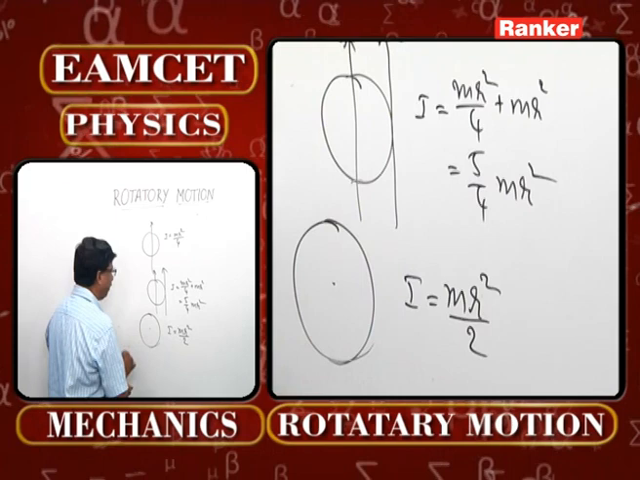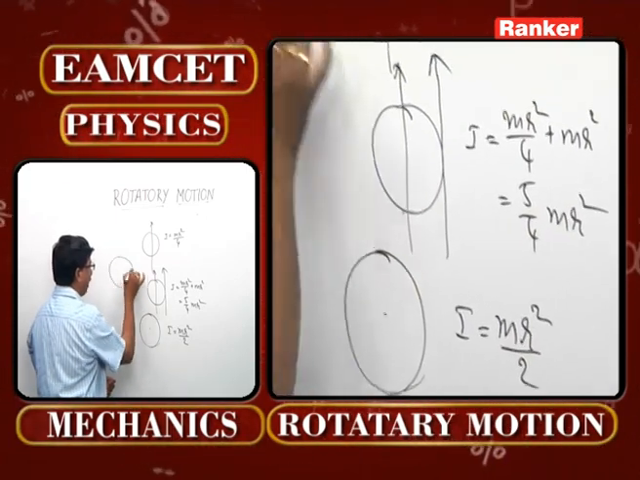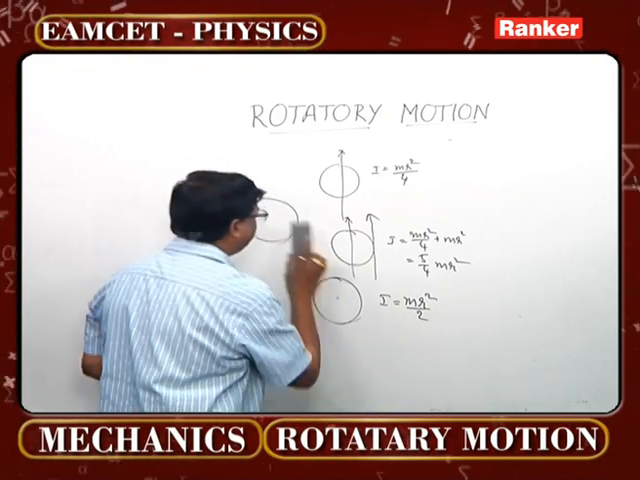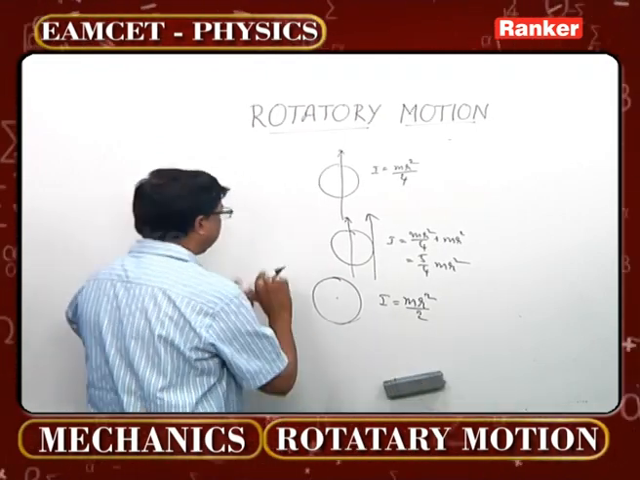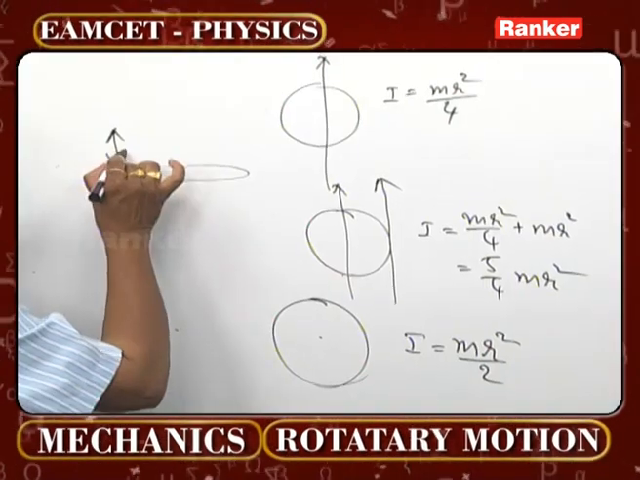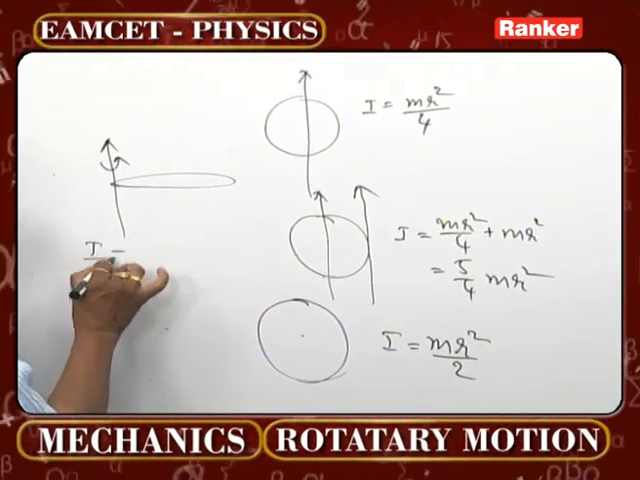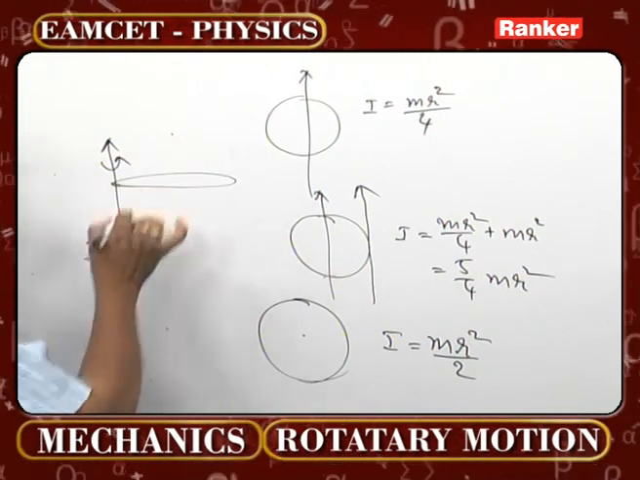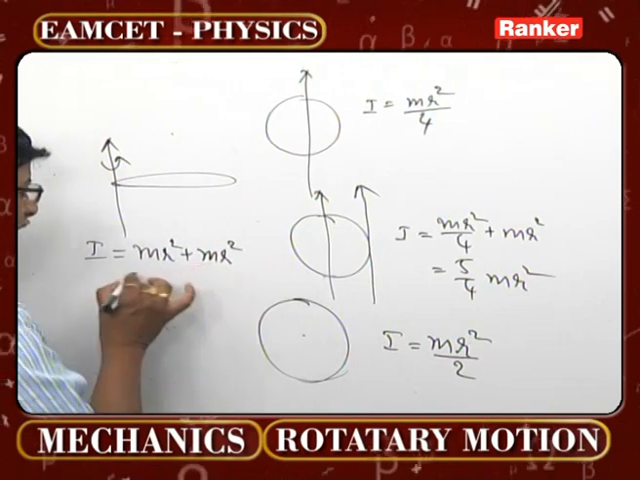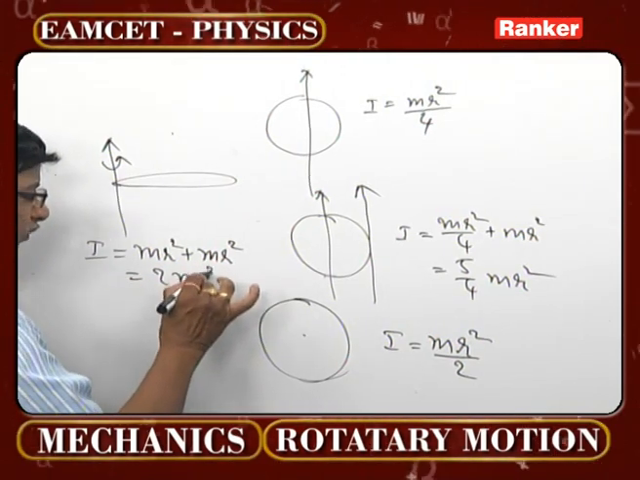And what is the next one here? That is a tangent perpendicular to the surface. Perpendicular in the sense, how to remember that one? If I consider this is the ring, this is the tangent he is talking about. Then what will be the moment of inertia? Along the center of mass it is mr square plus mr square. How much will it be? 2 mr square as such.